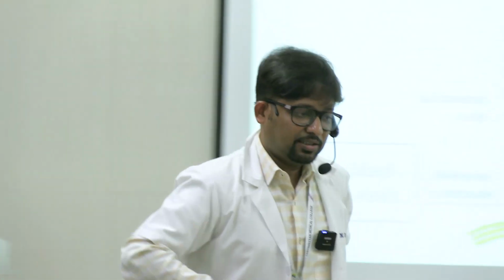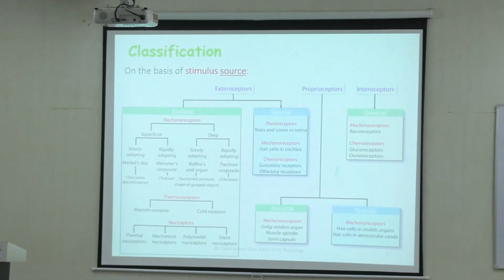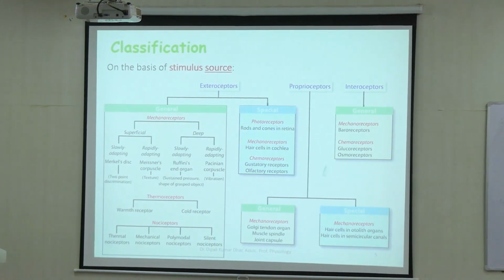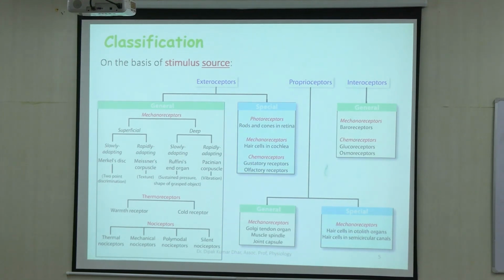So in the last class we have talked about receptors. We have seen that there are various types of receptors. Some receptors are externally bound, we call them the exterior receptors. I'll just go back and revise. Some receptors detect changes in the internal aspect of the body, we call them interior receptors, and the other receptors detect the position of the body.